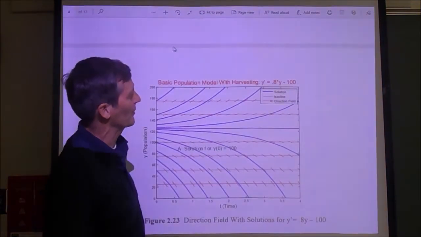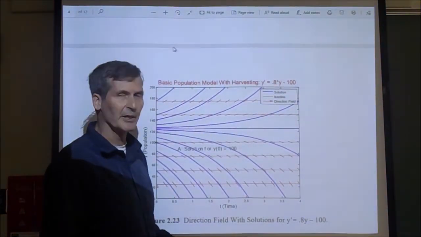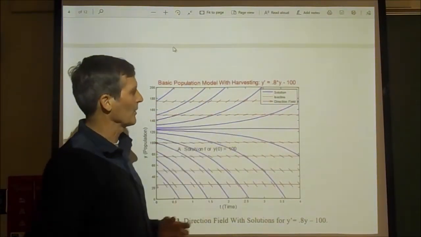Well, there's something wrong with the model. It's going to be Pinky and the Brain, right? You overgrow the earth.